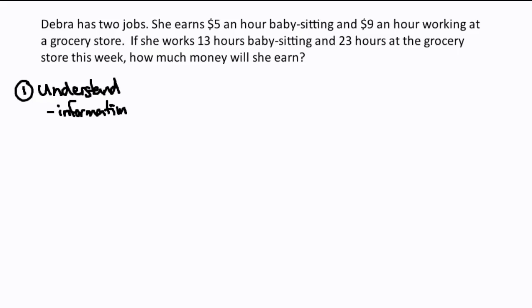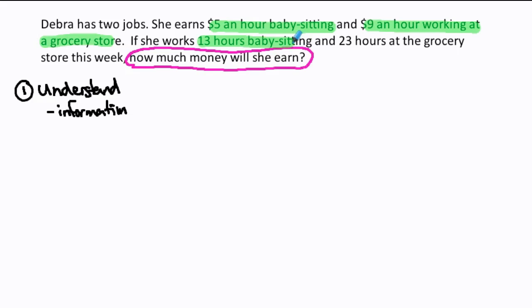The first thing I like to look for is the question. What exactly am I trying to find? And in this case, it says right here, how much money will she earn? Now I'm going to look for information that I need to use in order to do that, and I'll highlight that green. So I'm told that she has two jobs. That's not really important right now. She earns $5 an hour babysitting, and $9 an hour working at a grocery store. Now we're also told that she works 13 hours babysitting and she works 23 hours at the grocery store this week. So this is the information that we're probably going to end up needing to use.